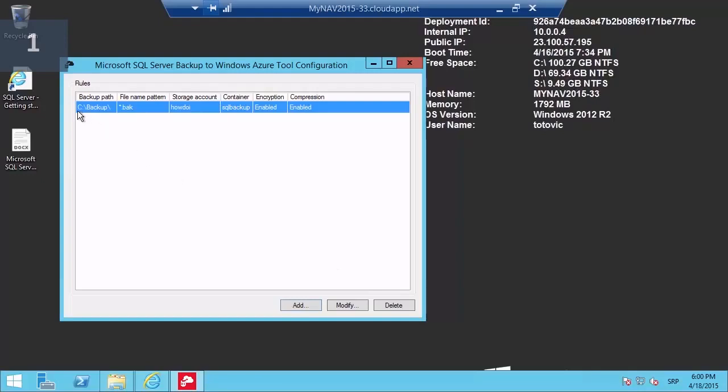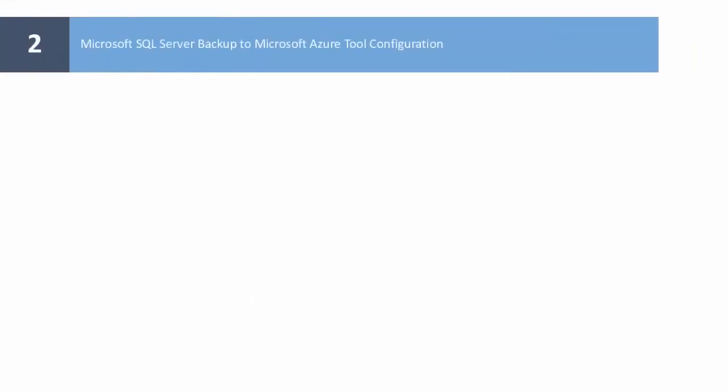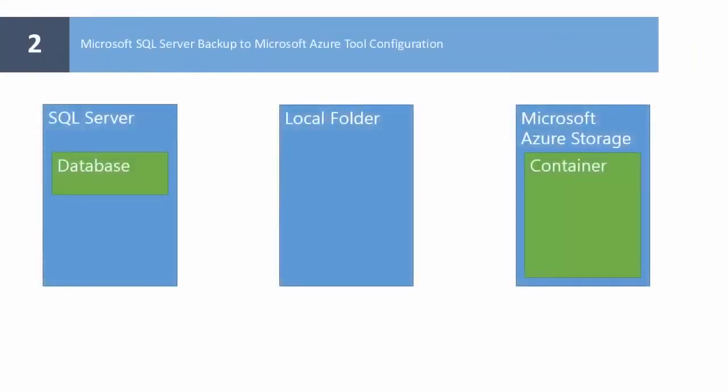The rule I have defined specifies that every file in the backup folder with the .bak extension will be uploaded to the How Do I storage account in the container SQL backup, and that these files will be encrypted and compressed. It is important to know in which folder the system will save the backup file. So basically what will happen is that the system will automatically create the backup file and will then save it in the local folder. At the same time, the backup file is uploaded to Microsoft Azure.